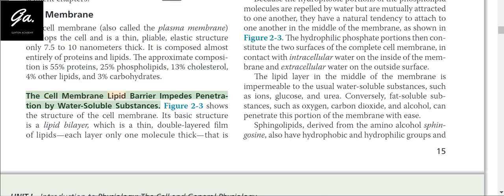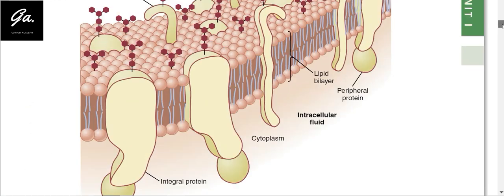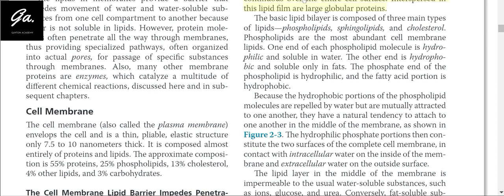The cell membrane lipid barrier impedes penetration by water-soluble substances. Figure 2-3 shows the structure of the cell membrane. Its basic structure is a lipid bilayer, which is a thin, double-layered film of lipids, each layer only one molecule thick, that is continuous over the entire cell surface. Interspersed in this lipid film are large globular proteins.